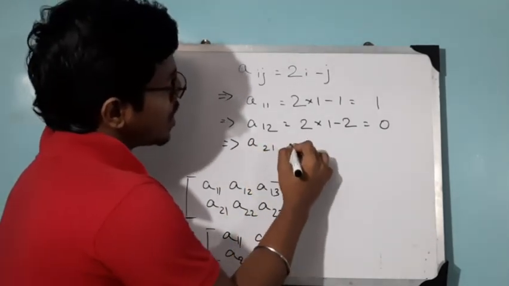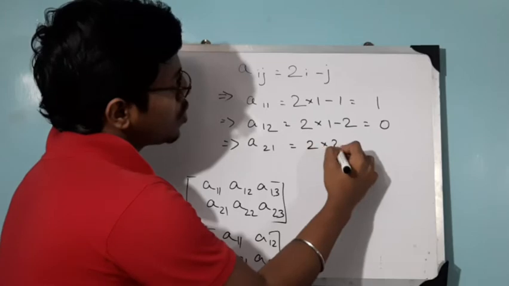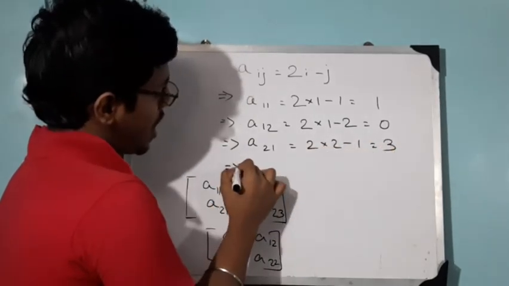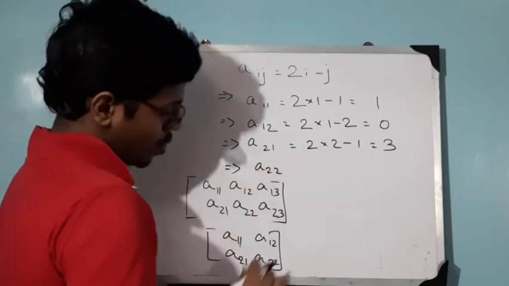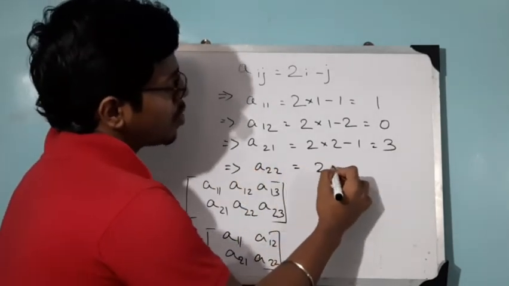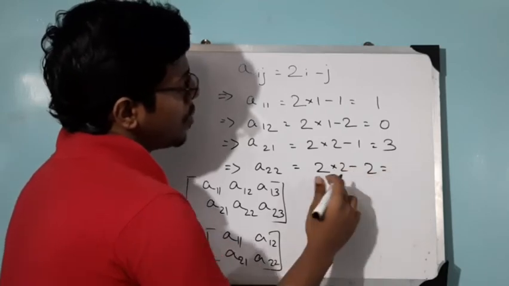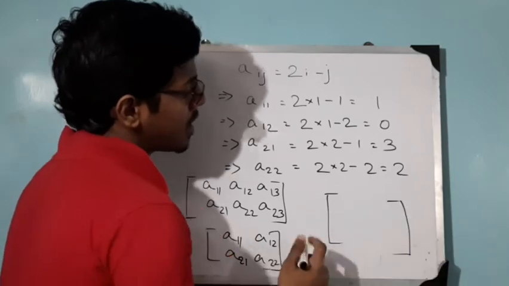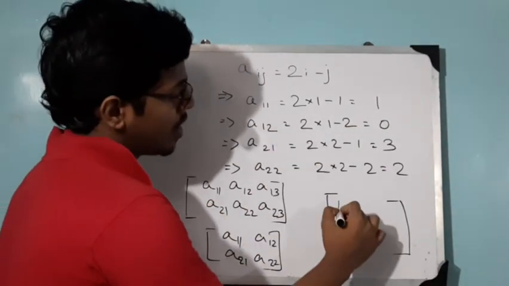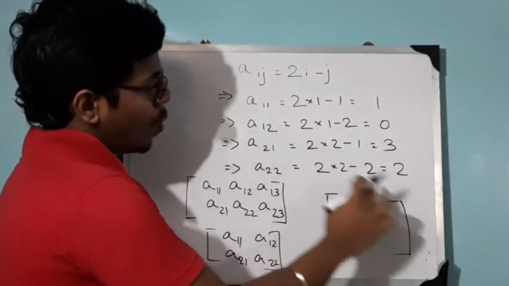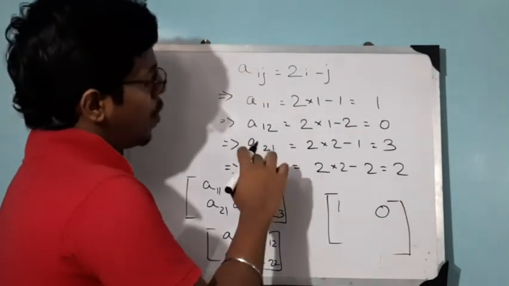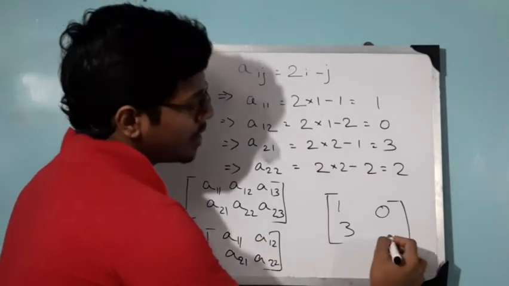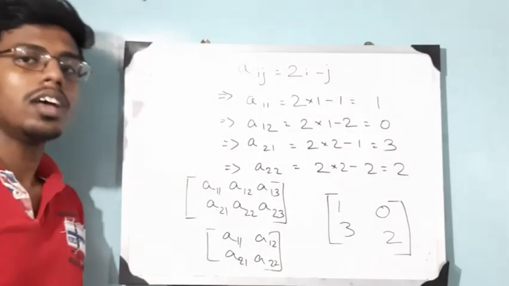A 2 1 equal to 2 into 2 minus 1, means 4 minus 1, 3. And lastly A 2 2 equal to 2 into 2 minus 2, means 4 minus 2, 2. So the required matrix is: 1 1 is 1, 1 2 is 0, 2 1 is 3 and 2 2 is 2. This is the required answer.